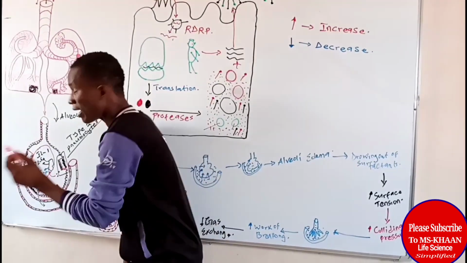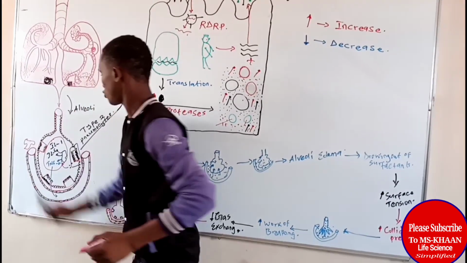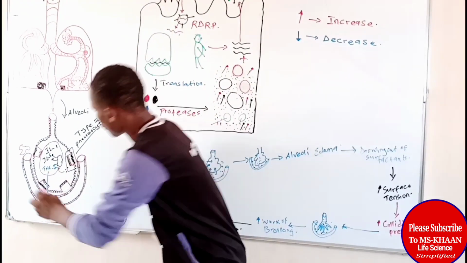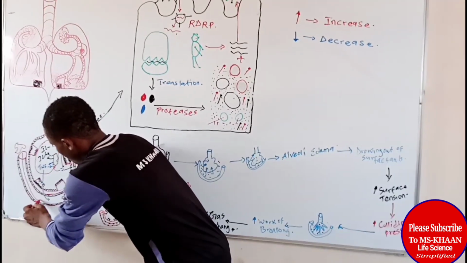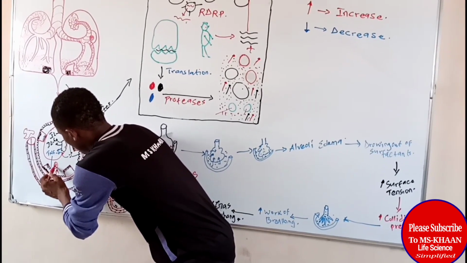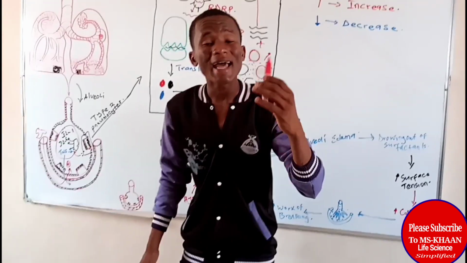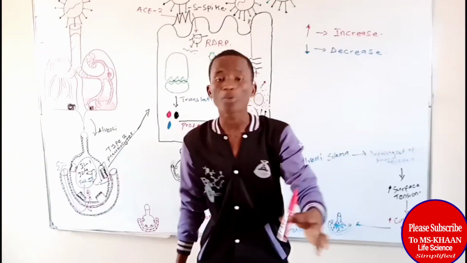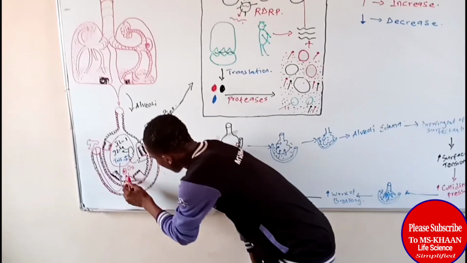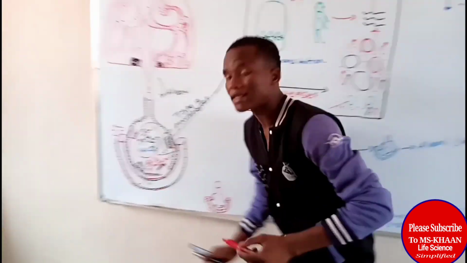It is accompanied by the release of tons of neutrophils. These are my neutrophils, in an attempt to fight the virus. This neutrophil will follow the bloodstream and end up in the alveoli. And within the alveoli, what do they do? They release reactive oxygen species and some proteases in an attempt to what?